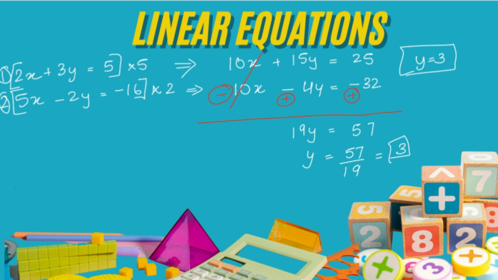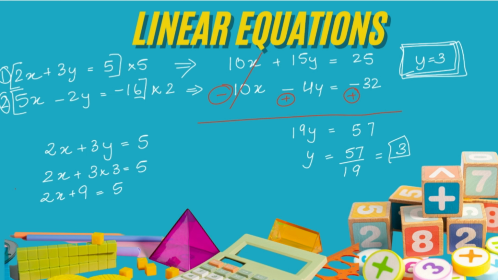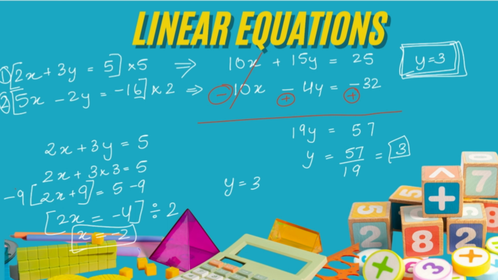We have to take any one of the equations. Let me take the first equation, that is 2x plus 3y is equal to 5. Then I have to substitute the value of y in this equation. So 2x plus 3 times 3, the y value. 2x plus 9 is equal to 5. I have to subtract 9 from both sides. So I get 2x equal to negative 4. Now I have to divide the whole equation by 2. So I get x is equal to negative 2. So for this question, we got y as 3 and x as negative 2.